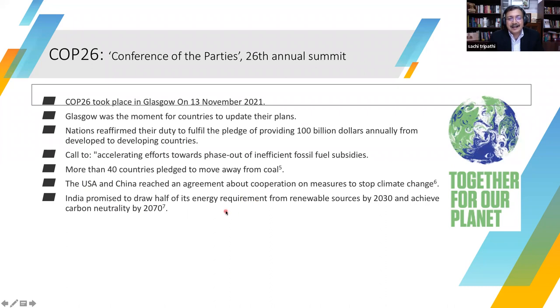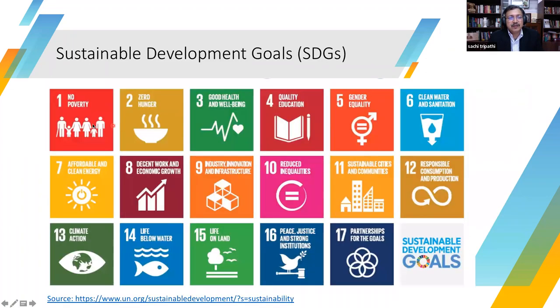it would become totally carbon neutral by 2070, which means that the amount of carbon emitted through all the sources, a similar amount of carbon will be taken away from the atmosphere. Okay, so the net carbon going into the atmosphere from all actions, all economic actions or otherwise in India, will be zero. Okay, so what you see here are the 17 sustainable development goals.